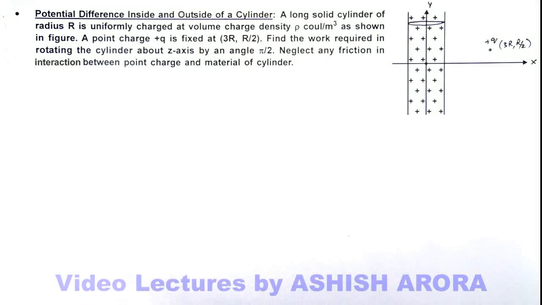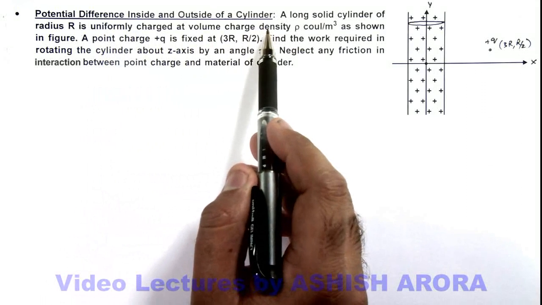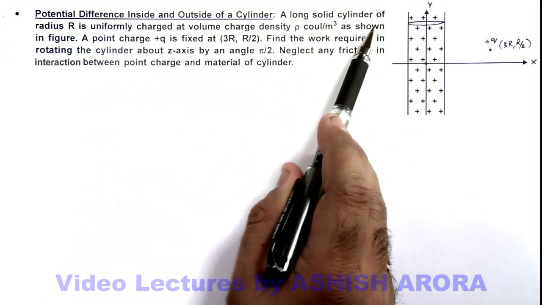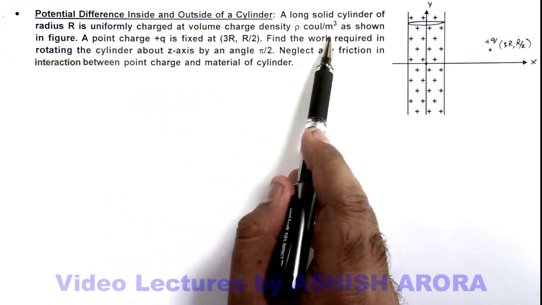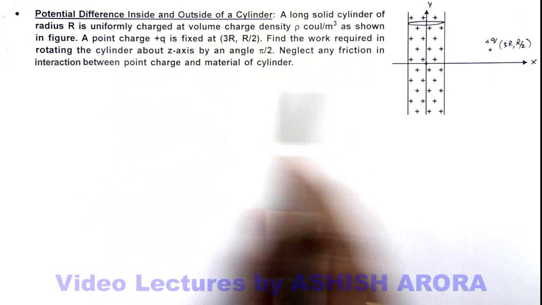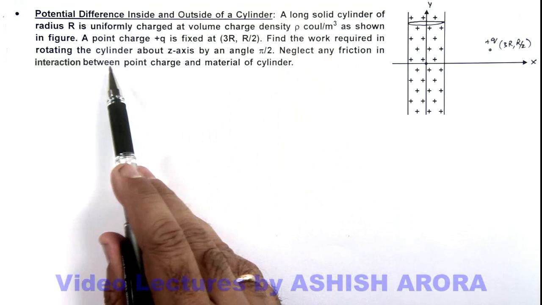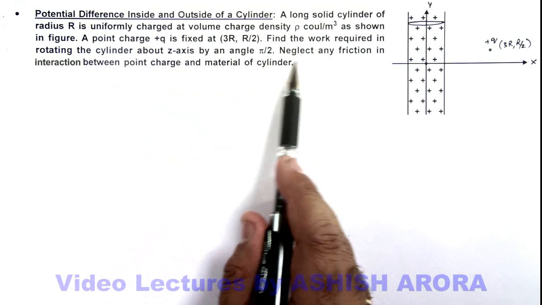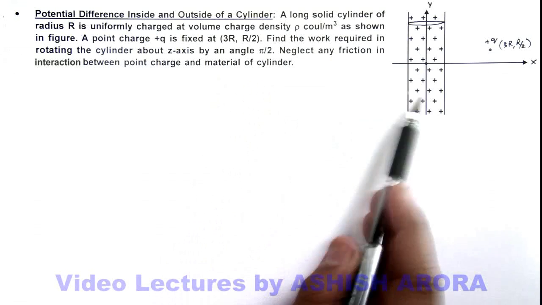In this illustration, we are going to study the potential difference inside and outside of a cylinder. The situation says that a long solid cylinder of radius r is uniformly charged at volume density rho coulomb per meter cube, as shown in the figure. A point charge plus q is fixed at (3r, r/2). We are to find the work required in rotating the cylinder about the z-axis by an angle pi by 2, neglecting any friction in interaction between the point charge and the material of the cylinder.